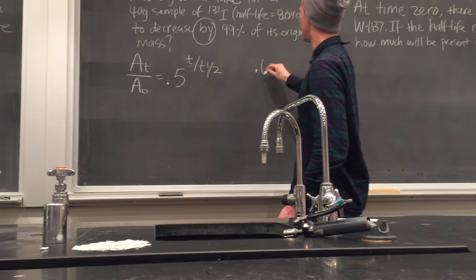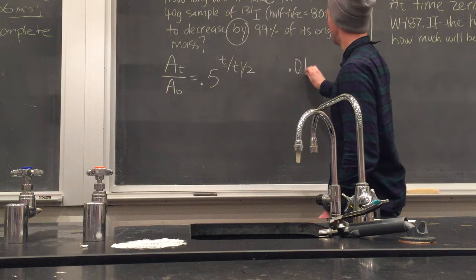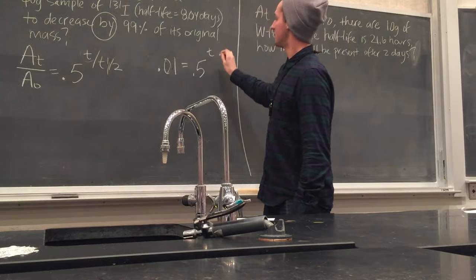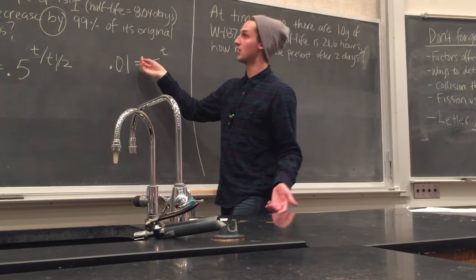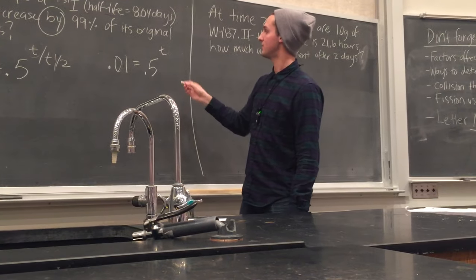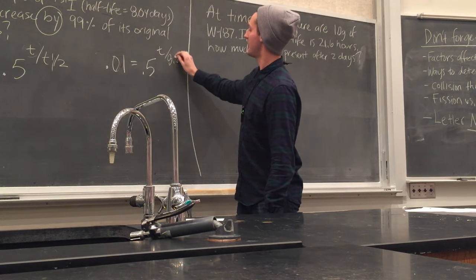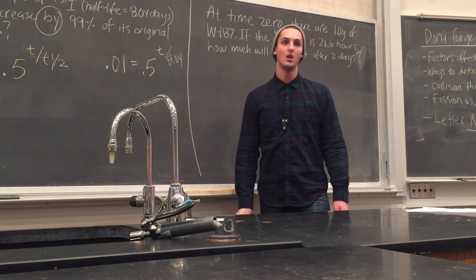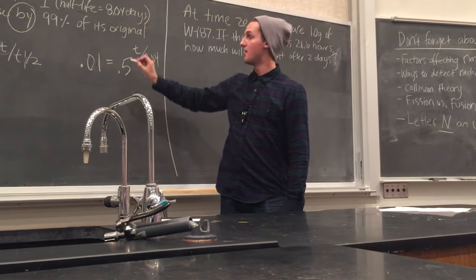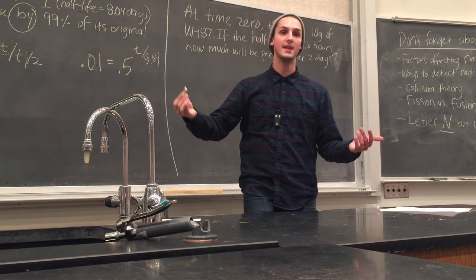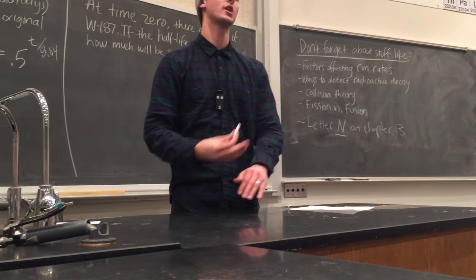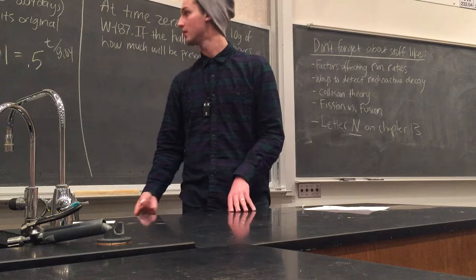So I'm just going to start plugging stuff in. 0.01 is going to equal 0.5 raised to the t. That's what I'm solving for, how long it's going to take, and the half-life time is 8.04 days. So I can plug that straight in as 8.04, but just know that if I plug this in using days as my unit, then this time is also going to come out in days. So look at your answers. If they want it in seconds or if they want it in years, you're going to end up having to do dimensional analysis after that.